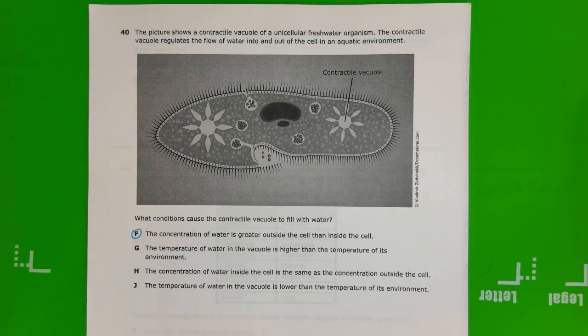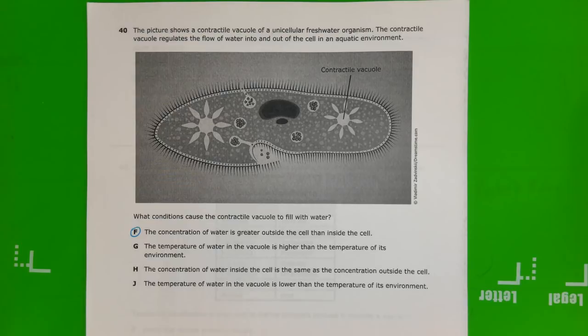So number 40, the picture shows a contractile vacuole of a unicellular freshwater organism. The contractile vacuole regulates the flow of water into and out of the cell in an aquatic environment. What conditions cause the contractile vacuole to fill with water?